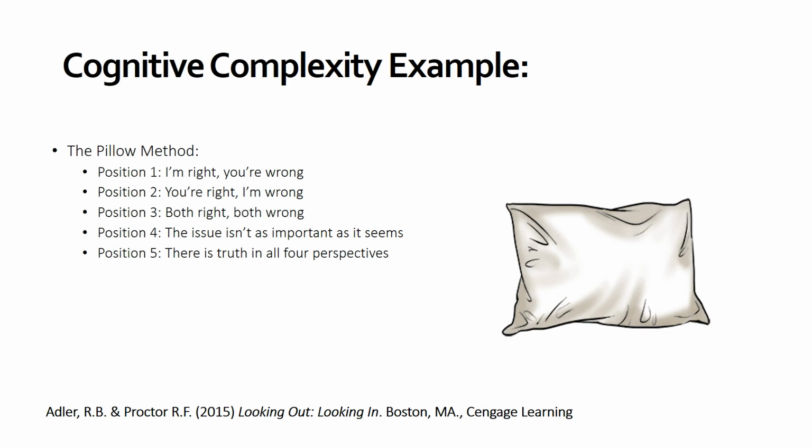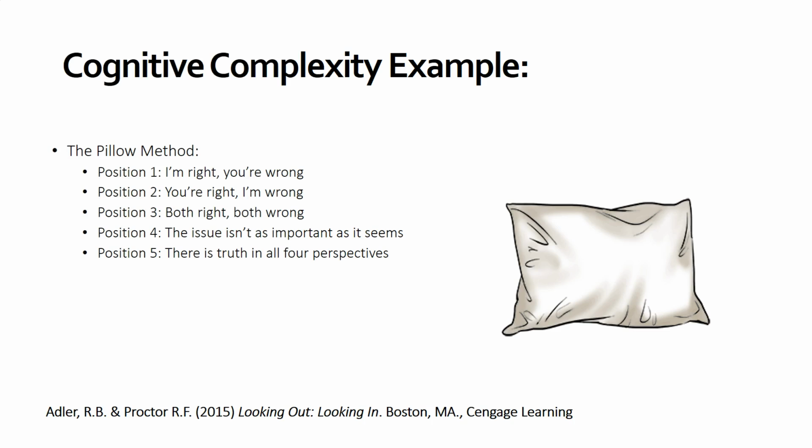Another thing is when you are in an argument, you can think about the pillow method. Oh, a pillow sounds good at times, doesn't it? There are 5 areas of a pillow: the left side, right side, top, bottom, and the actual part where you lay your head. These are different positions in a conflict.